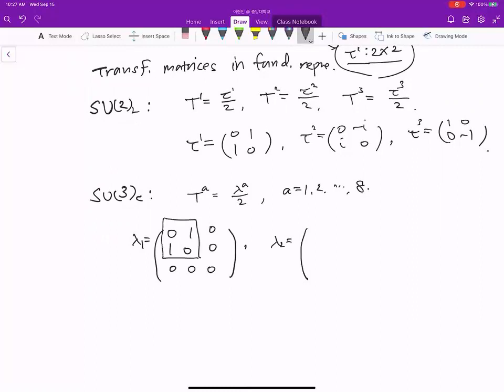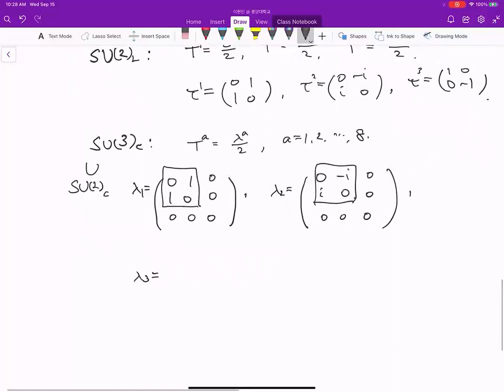So the first three are very similar to the Pauli matrices. The reason is that this SU3 contains SU2, although it does not contain SU2 left-handed, but SU2 color. So SU2 color is contained in SU3 as a subgroup. Because of that, even if the generators, the transformation matrices, are 3 by 3, they contain 2 by 2 matrices, sub-matrices.